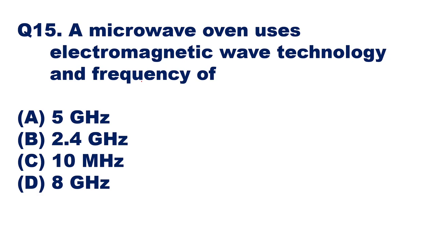Now, when we studied microwave oven, in that we generated microwave energy with the help of magnetron, and the electromagnetic wave which was produced had a frequency of 2.4 gigahertz. So here out of these options, option B will be the right answer, that is 2.4 gigahertz. This is the frequency which is used by the microwave energy in the microwave oven. So here you can see option B, that is 2.4 gigahertz is the right answer.